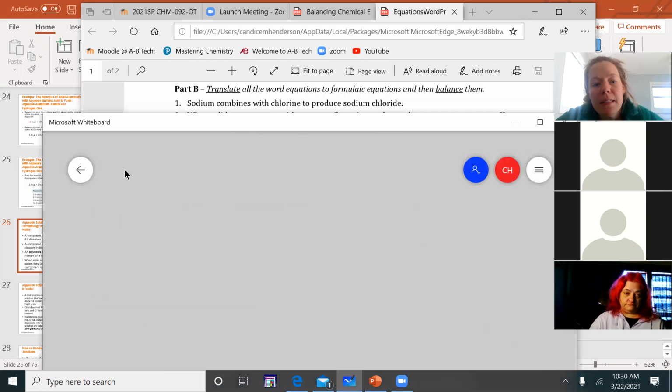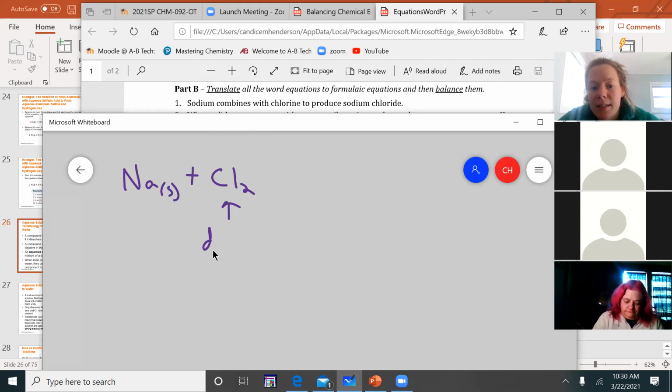So for this first one here, sodium is Na. If it gives you the phases, you can write the phases. So I'm going to put a little S here. It doesn't give me the phase, but I know that sodium is a solid. It's a metal. It combines. Anytime you see combines with, that means you're adding. Chlorine is Cl2. Why is it 2? It's a diatomic. If you don't put it as a 2, it will throw your balancing off. This is a gas. To produce sodium chloride, NaCl.